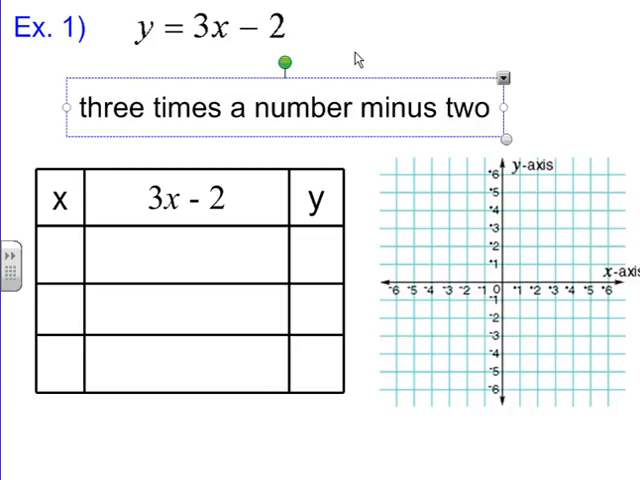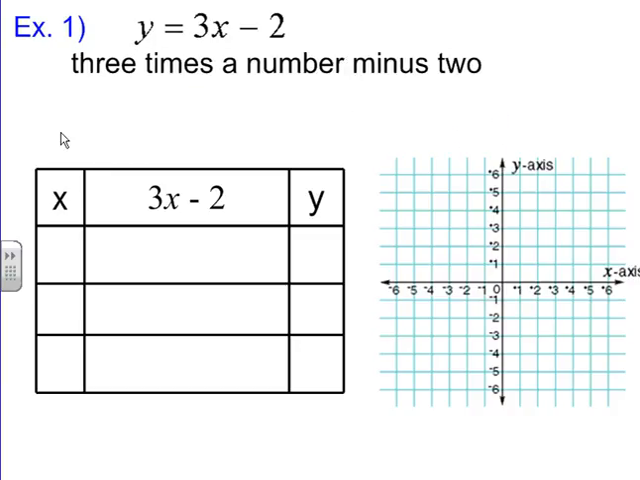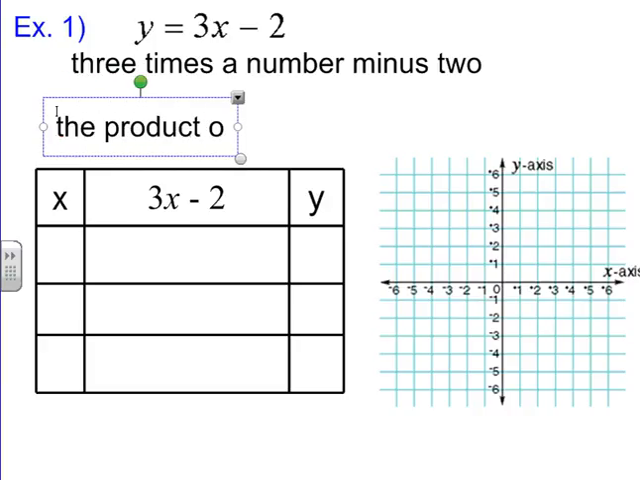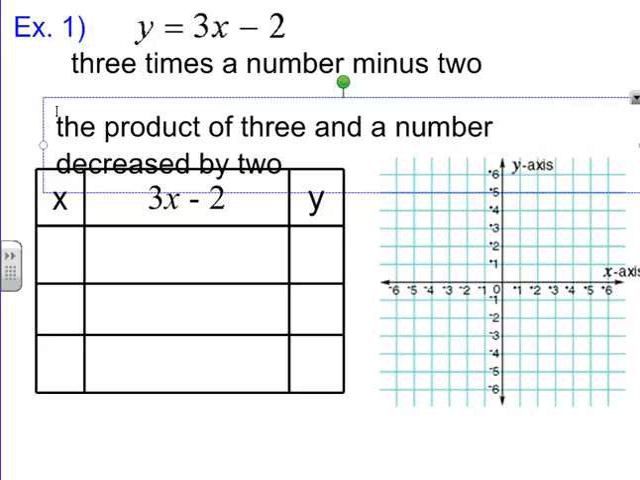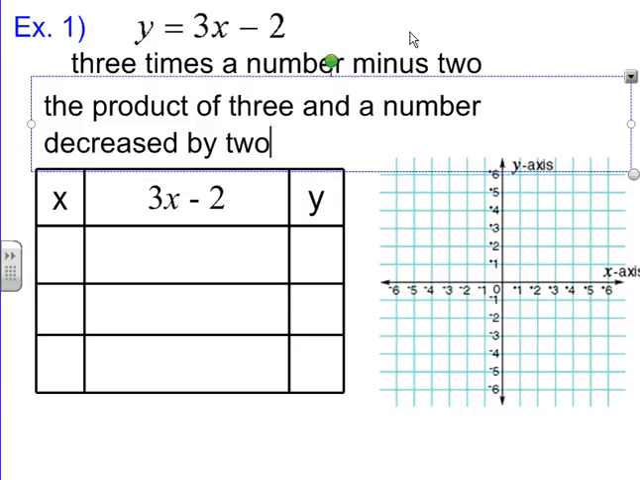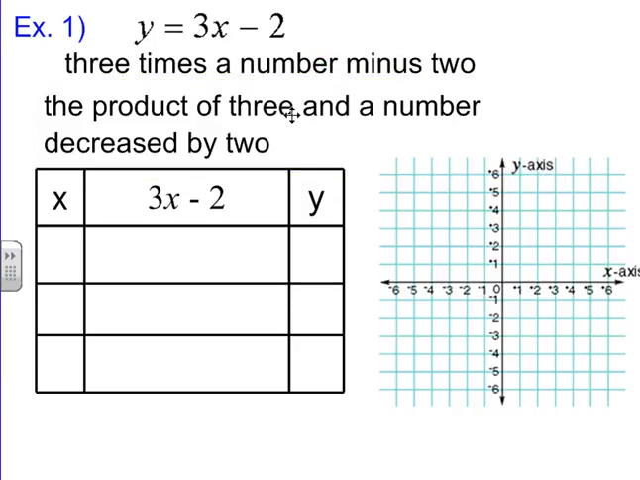And that's probably pretty much what people will come up with straightaway. We could always take it a little bit further and say the product of 3 and a number decreased by 2. And again, this wording, this verbal expression, also shows that side of the equation. So either of those would represent what we would do to the input to get the output.